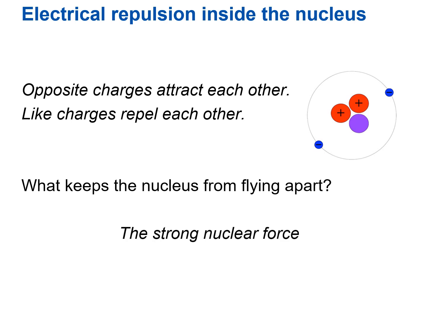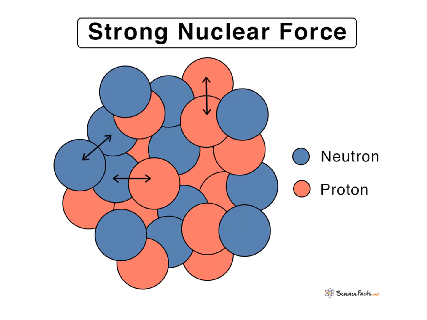It is a stronger force than the electrical repulsion between the protons, and it's called the strong nuclear force. The strong nuclear force is a force that acts between protons and protons, between protons and neutrons, and between neutrons and neutrons. So between all the different types of pairs of particles that can be in the nucleus, the strong force holds it all together, and it overwhelms the repulsion between the protons.